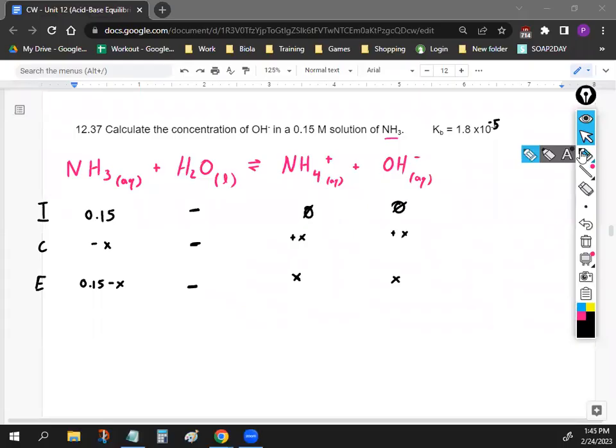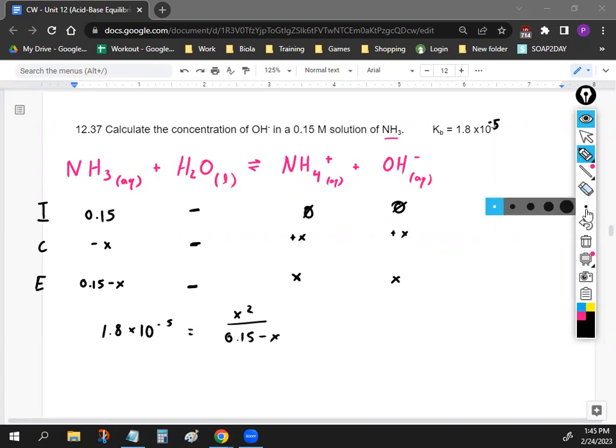All right, so I feel like we're doing the same calculations over and over again. So KB is equal to x squared divided by 0.15 minus x. But if you guys notice, it's very small. We can ignore the change. We can calculate the x value as 0.00164 molar, something around there.